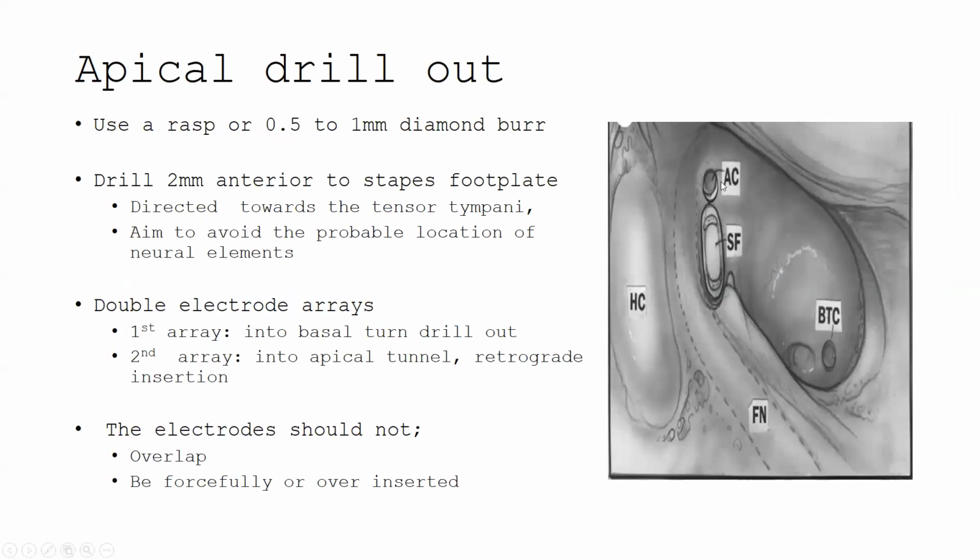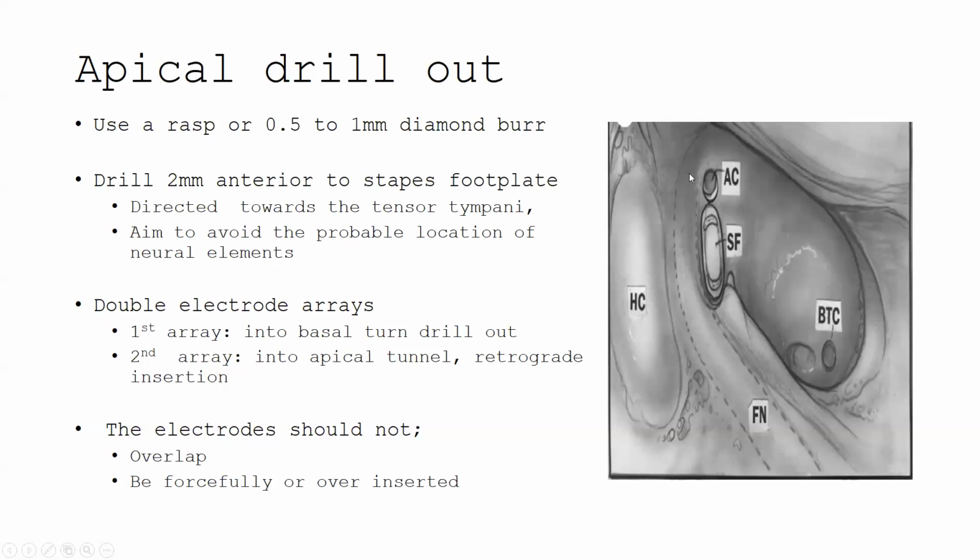We can also have an apical drill out. This is reported in some literature. The important landmarks: you still need good access to your middle ear space. You need to identify your facial nerve and keep the cochleariform process in view. Anterior to the stapes footplate, but inferior to the tensor tympani canal, that's where we shall drill to try and access the apical turn.